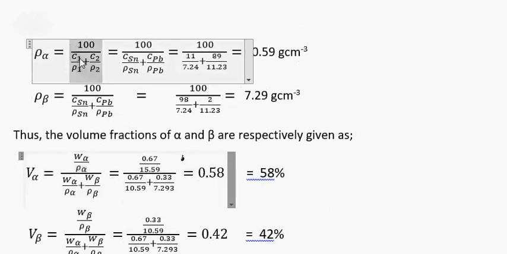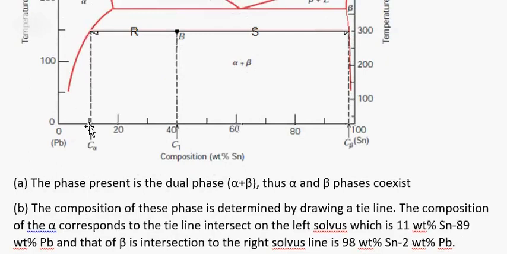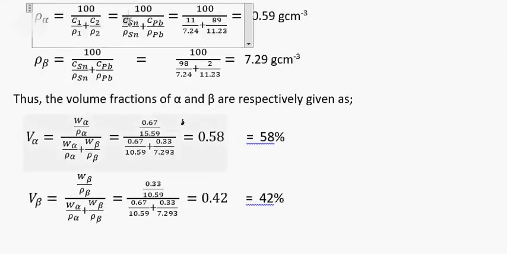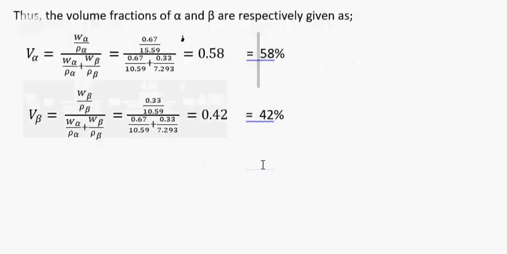Here is the concentration of lead at the alpha point, the concentration of tin at this point, and the concentration of lead at this point. So this is given as concentration of tin over density of tin plus concentration of lead over density of lead at the point alpha. Similarly, that for beta can be determined here as 7.29 grams per cm cubed, and then we substitute into this equation to determine the volume fraction also, and then convert to percent, which is 58% and 42%.